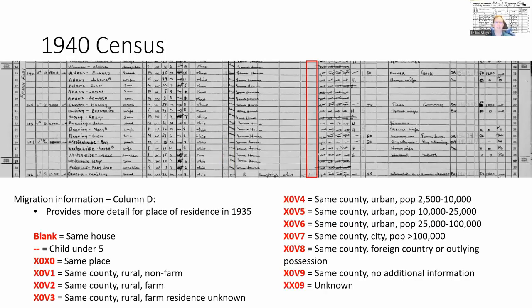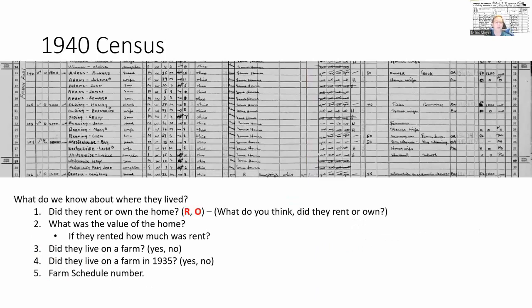So that column D that's in there provides the residence information for the 1935 residents, but it gives more detail. So instead of just saying it's the same house or same place, it may say it's the same county and it's non-farm or residents unknown, or give you some idea of the county's population that might give you some more information. And then what do we know about where they lived?